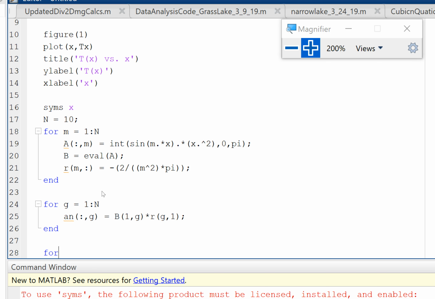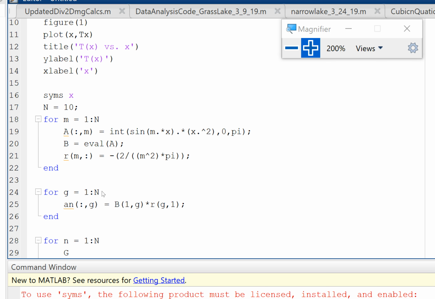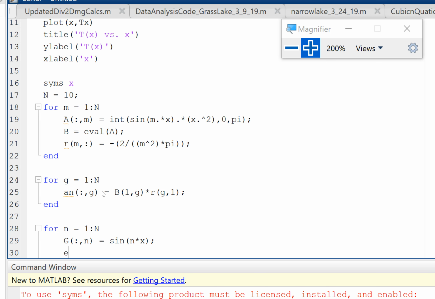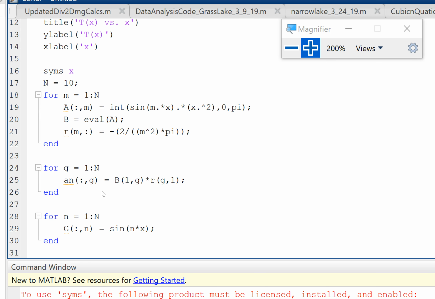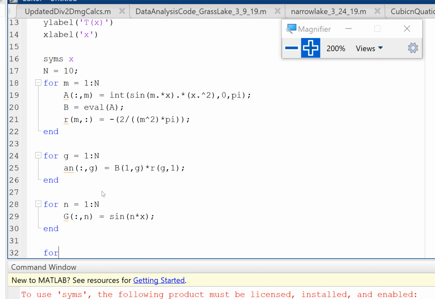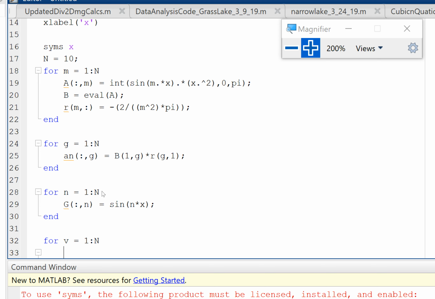So the next one is n equals 1 to n, and we're going to call this big G. And this is sine of n times x. And then another one, call this E.